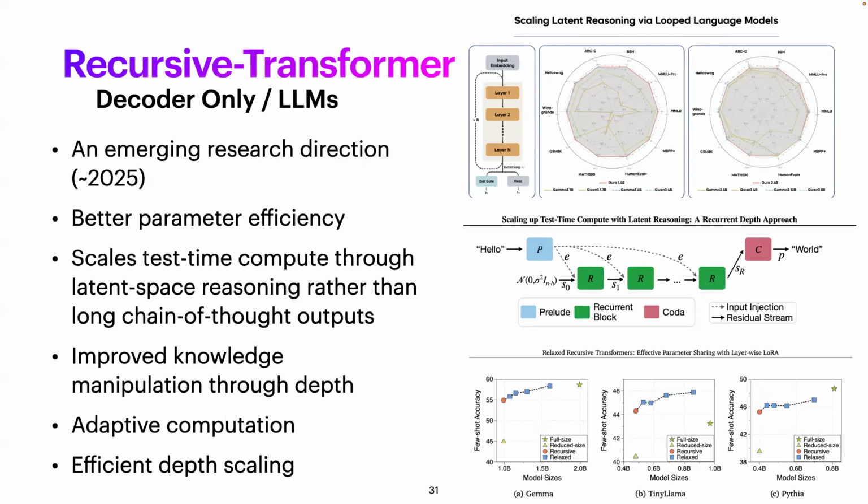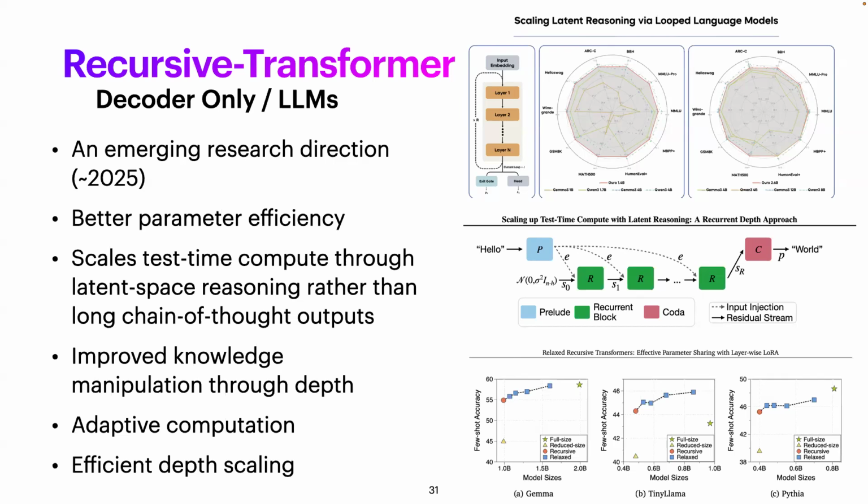And nothing stops you, as well, from deciding when to stop. So you can say, okay, I don't want to loop anymore. So you can have an adaptive computation, saying I just want to do one loop, or I want to do 20 loops. And yeah, it's pretty cool, but this is decoder only, and this is LLMs.